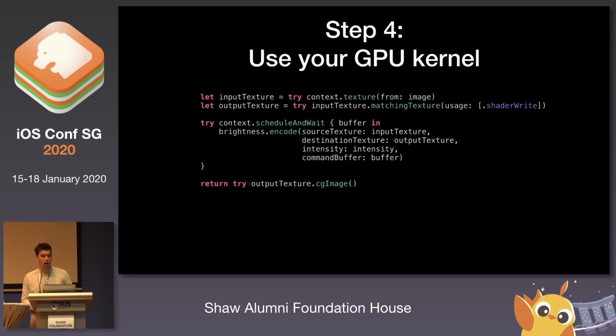Once you wait for it to the end, either by saying schedule and wait, or if you want to be more fancy and utilize parallelism even more, you can just say schedule and then subscribe yourself to the callback of the buffer. You just call the output texture's cgImage to convert it back to the CG image, and you can see the results.